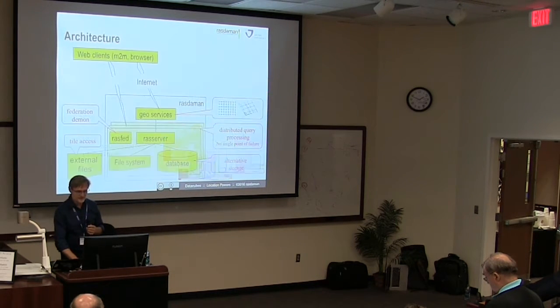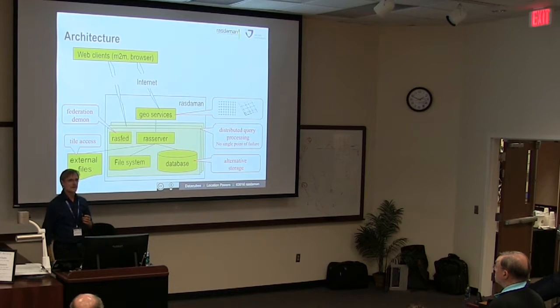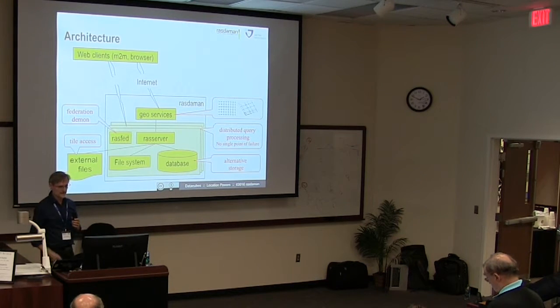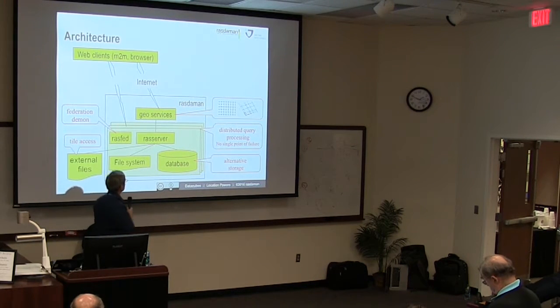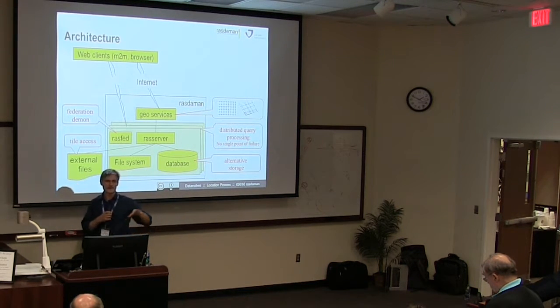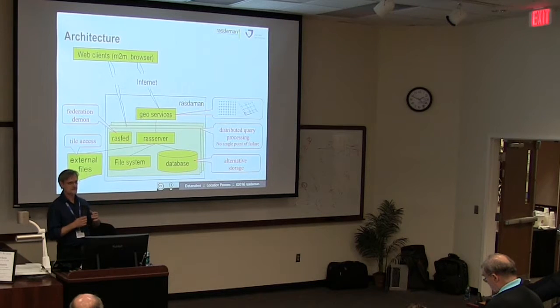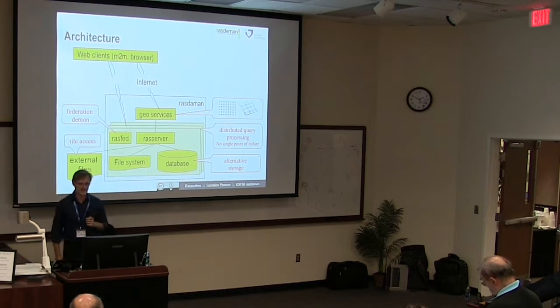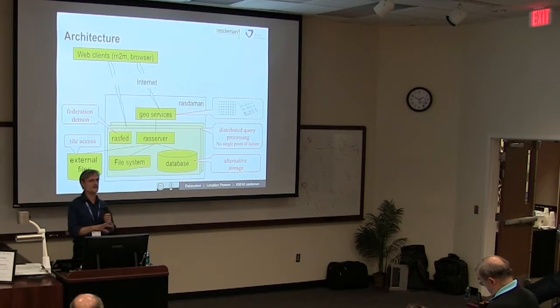But let me look a little bit into the architecture. So behind the curtain, what do we have here? The central workhorse is the Rasterman server process, which is multi-parallel, running on one machine with several instances or on any number of machines connected. So we have distributed processing without any central point of failure.